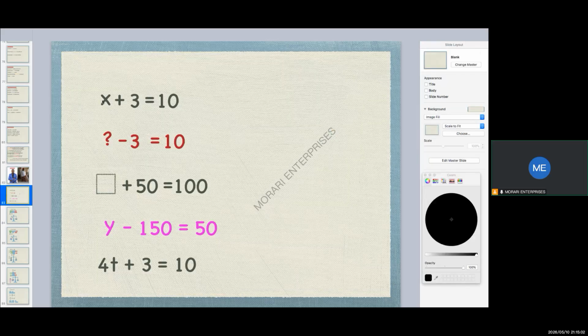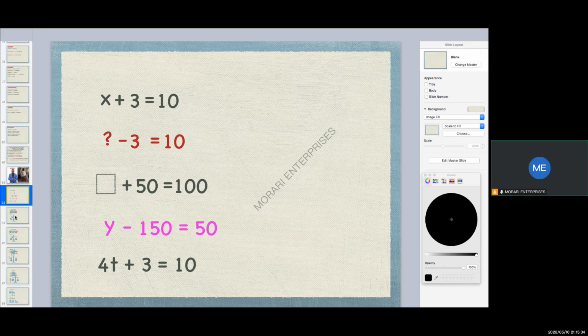Now we have equations like this. X plus 3 equals 10. What number minus 3 equals 10? What number plus 50 equals 100? What number minus 150 equals 50? 4 t's plus 3 equals 10. You see, I'm reading these things as word numbers. So they are not letters, they are not boxes, they are not question marks, they are not letter X. These are a number X. This is a placeholder for your answer, right?